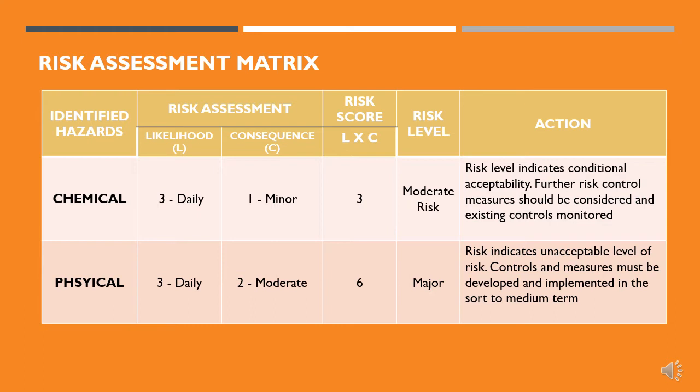Risk assessment matrix. Identified hazard: chemical. The risk level indicates conditional acceptability. Further risk control measures should be considered, and existing controls monitored. Identified hazard: physical. The risk indicates an unacceptable level of risk. Control measures must be developed and implemented in the short to medium term.